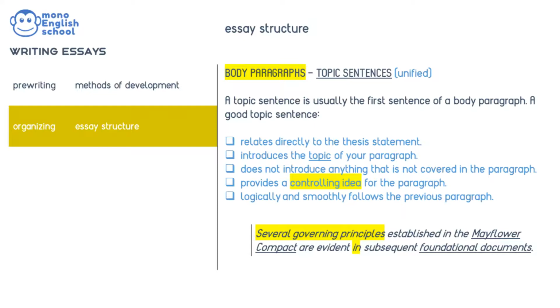The example topic sentence here has the topic of the Mayflower Compact and foundational documents, and a controlling idea of several governing principles. This tells the reader that the paragraph will list some similarities between the Mayflower Compact and later documents. An implied method of development would be comparison-contrast.